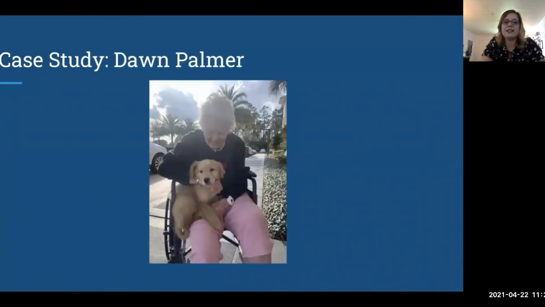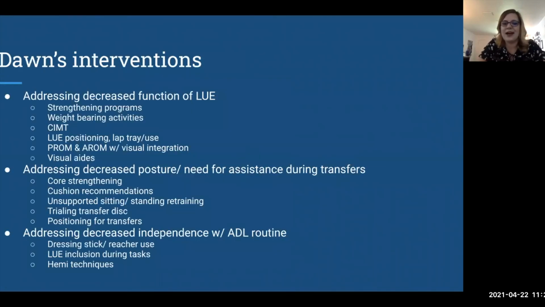So to close, we have one of my favorite patients here, Dawn Palmer. Dawn and her daughter gave me permission to discuss some of the interventions that I have provided Dawn as I've been working with her the last several months. And also that's my really cute puppy, Theodore. So Dawn suffered a stroke back in 2018 and subsequently has some residual left-sided weakness or hemiparesis.